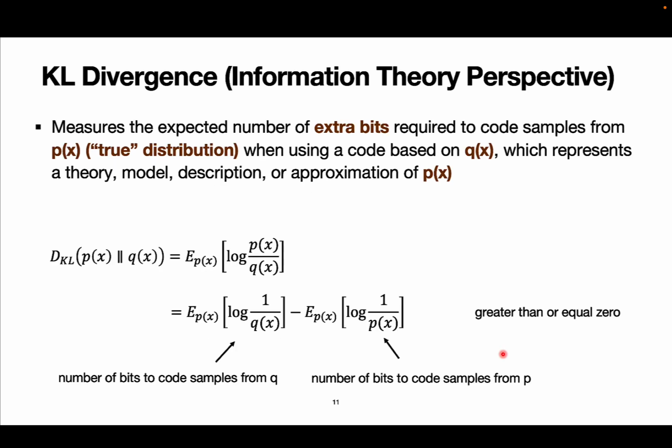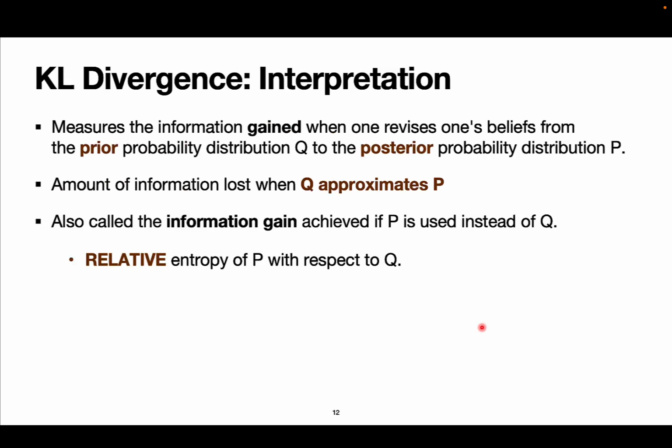As we mentioned earlier, the KL divergence has an information theory perspective, and it essentially measures the number of expected extra bits needed to code samples from P distribution using the Q distribution when the P distribution is not available. So when we take the expectation here, you can see how the number of bits to code samples from Q are separated from the ones to code P, and the result is always going to be greater than or equal to 0.